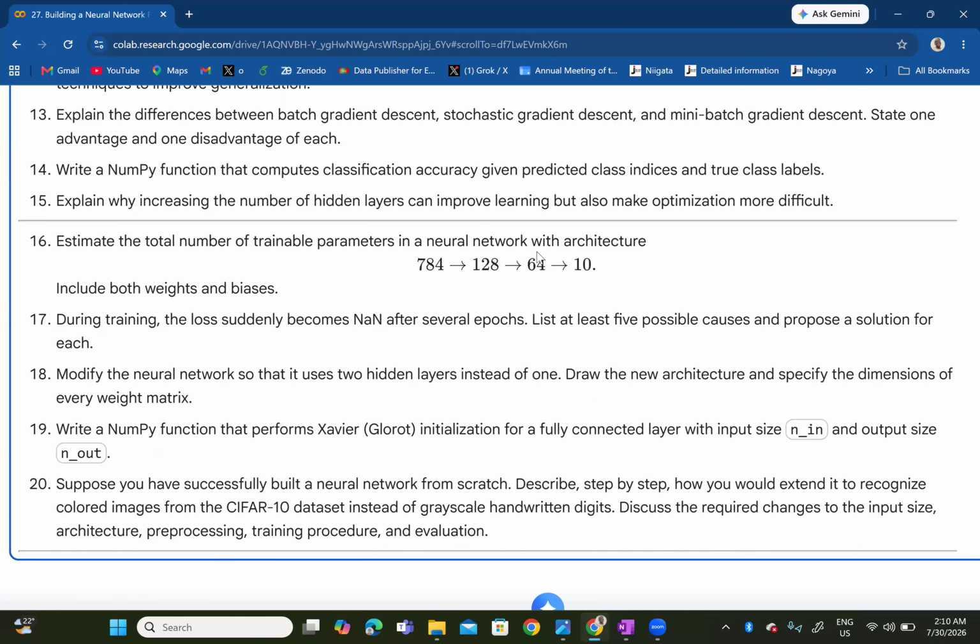That's number 16. So here now we know for the weights between input and first hidden layer, the weights will be 784 times 128. Then the biases will be 128. So the total will be 784 times 128 plus 128. Then between the first hidden layer and the second hidden layer, the weights will be 128 by 64, 128 multiplied by 64 plus 64, that's the biases. And then between the second hidden layer and the output, you have the weight 64 times 10, then plus 10 for the biases. So that's the way that goes.